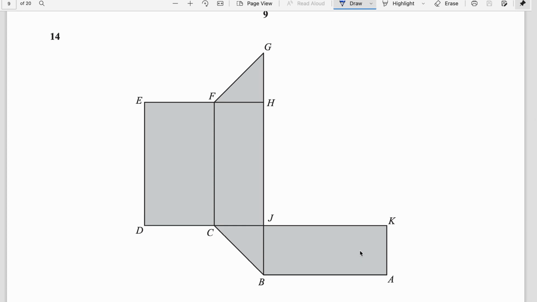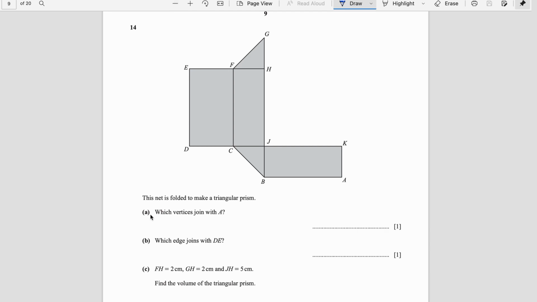Question number 14. This is the shape. We'll have to zoom out. The net is folded to make a triangular prism. Which vertices will join with A? So this is A. When you fold them and see which vertices will join with A, look closely.